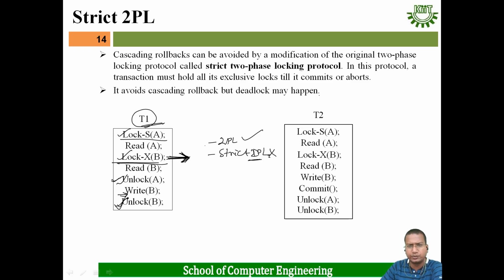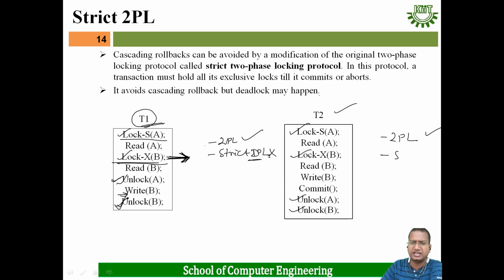In transaction T2, we will see whether it follows 2PL or not. Lock and unlocking in order. That means growing phase: lock S on A, lock X on B. Okay, locks are there, then unlocks are there. That means two-phase locking protocol is maintained here.